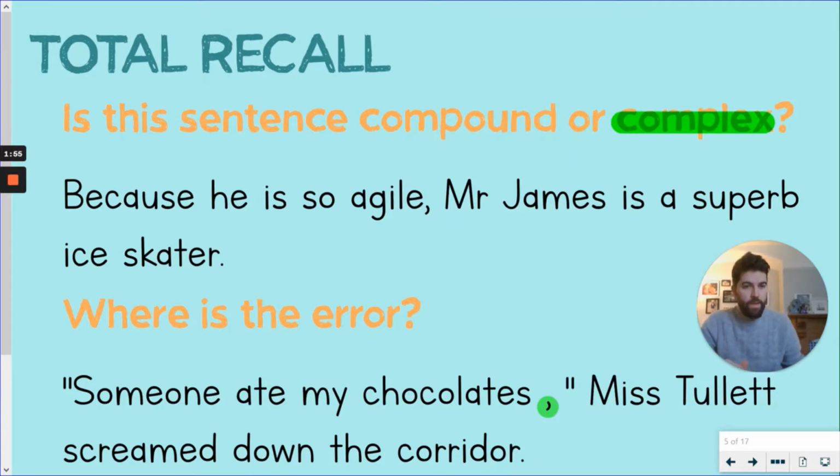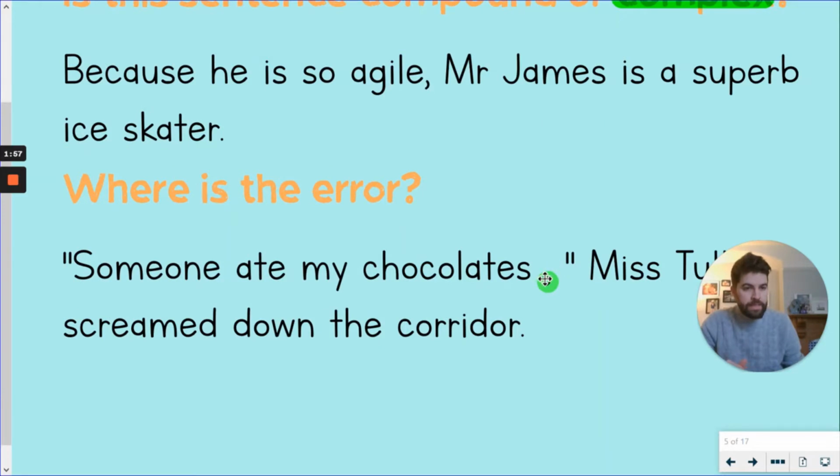Now, the second one, we were looking for an error. So the error was missing punctuation at the end of the reported speech. So the speech, "someone ate my chocolates," was inside inverted commas. It started with a capital letter, that was all good, but inside the closing inverted commas, there was not a piece of punctuation. In this case, a comma is appropriate, but sometimes we use a full stop, exclamation mark, or question mark. So I hope you did okay on total recall. Let's move on to today's lesson.